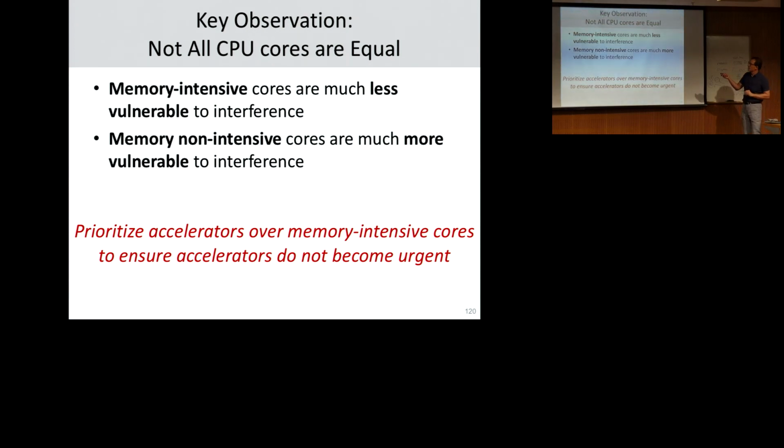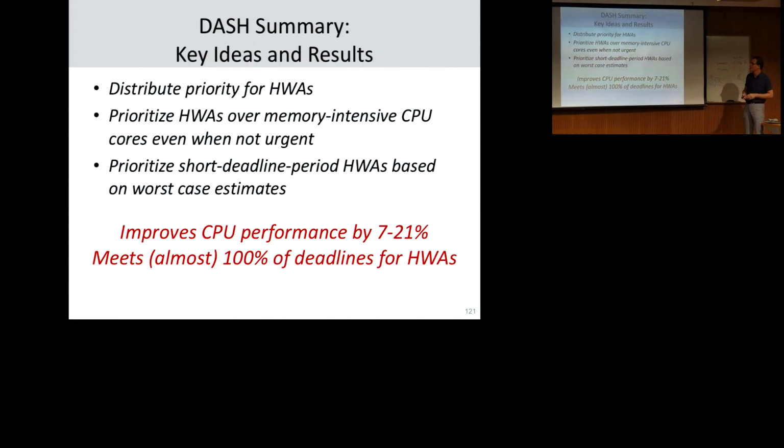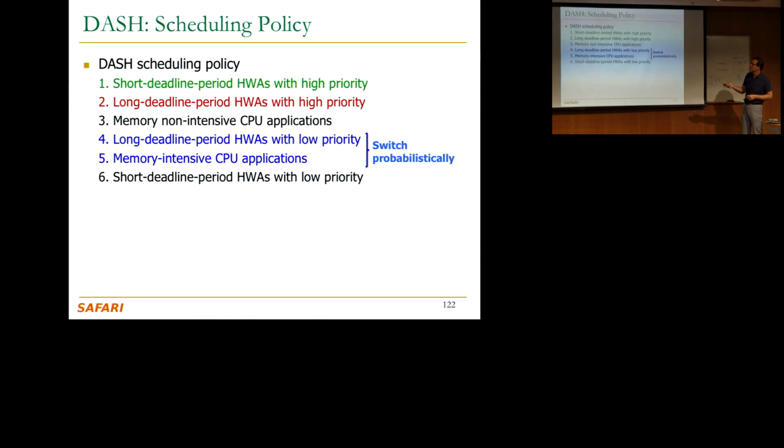Basically, not all CPU cores are equal, and we know that by now. Some memory-intensive cores are much less vulnerable. Memory-non-intensive cores are much more vulnerable. As a result, we prioritize accelerators over memory-intensive cores to ensure accelerators do not become urgent. So that's, again, a design choice that we made because of the other insights that we've discussed, right? Accelerators are prioritized over memory-intensive cores. And these are the key ideas, basically. So this is the scheduling policy. It's not nice, but this is how it is, because you have these different accelerators.